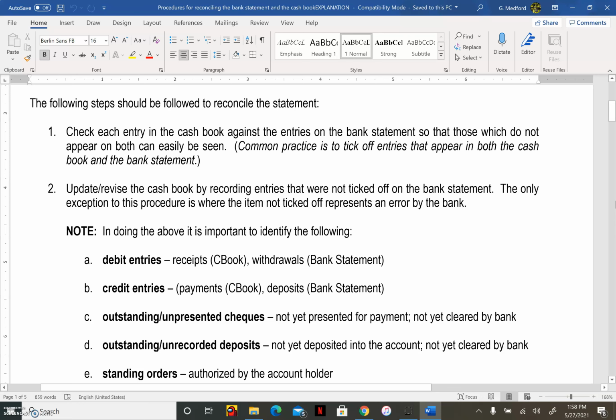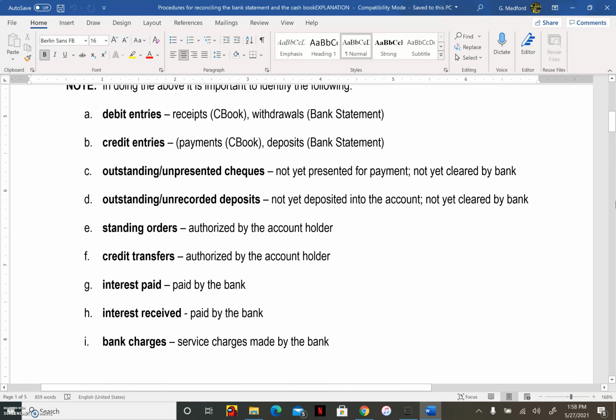Outstanding or unpresented checks are those checks which have not yet been presented for payment or have not yet been cleared by the bank. Outstanding or unrecorded deposits represent those deposits which have not yet been entered into the account or not yet cleared by the bank. Standing orders, which we would know from previously doing the accounts and financial services when we looked at banking services, are authorized payments by the account holder of a particular sum on a regular basis, which he or she authorizes the bank to make on his or her behalf.